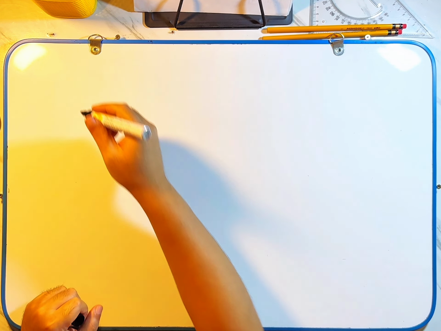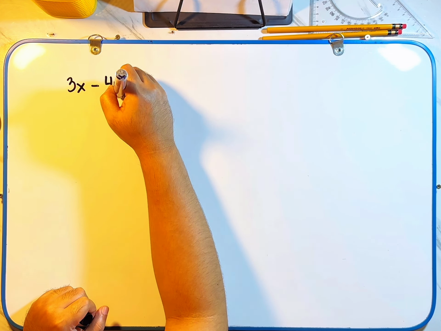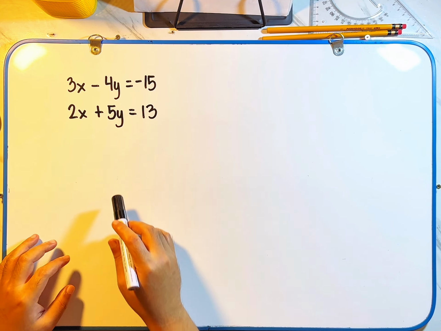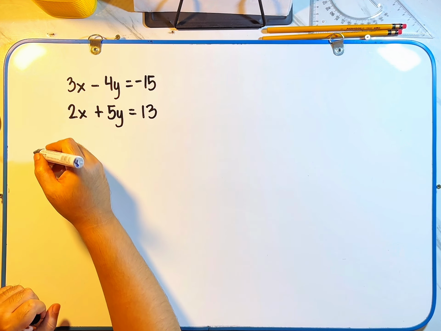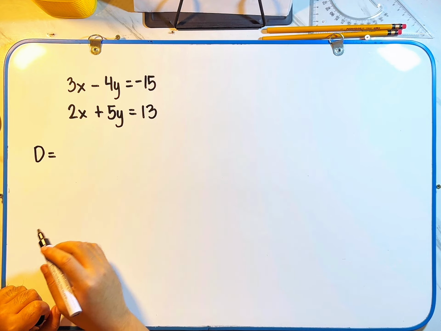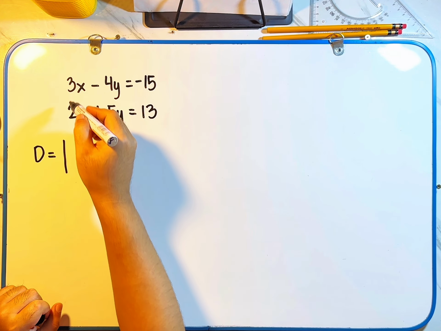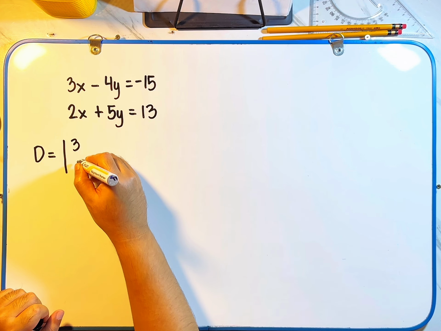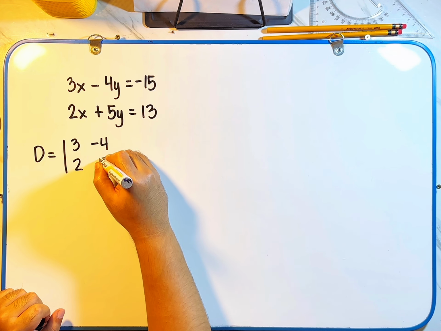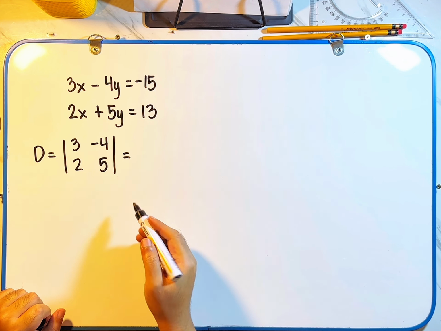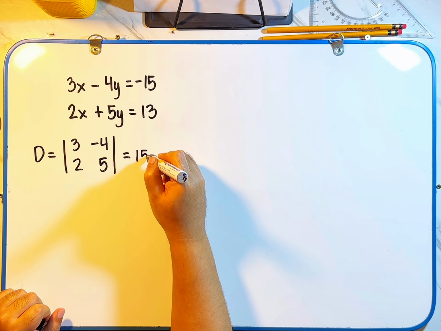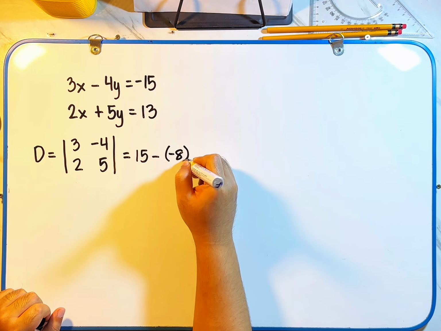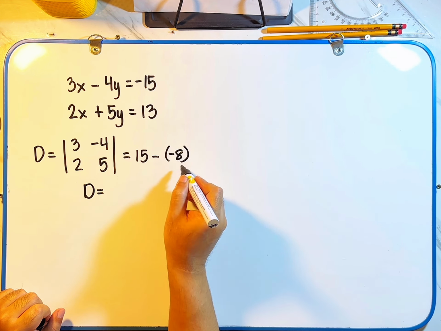Next, let us try the system. All right, so we have this system of equations. First, let's determine the determinant. 3 and 2 are the elements in the first column, while negative 4 and 5 for the second column. 3, 2, negative 4, and 5. Apply the basket method. 3 times 5 is 15, minus 2 times negative 4, that's negative 8. Therefore, D is equal to 23.